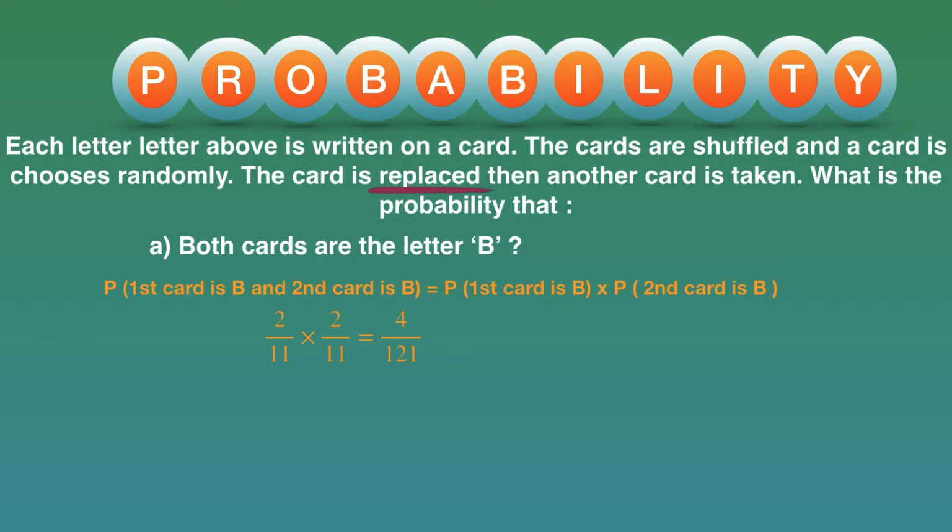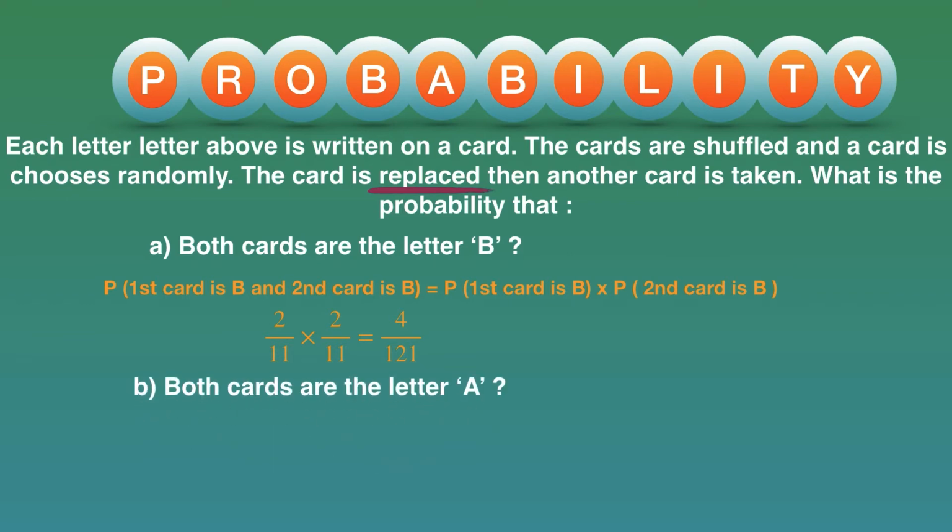In order to choose 2 cards with letter B, we need to choose the first card with letter B and also the second card with letter B. Choosing the first card is an independent event to choosing the second card with letter B. So we multiply 2 over 11 with 2 over 11 to give 4 out of 121.